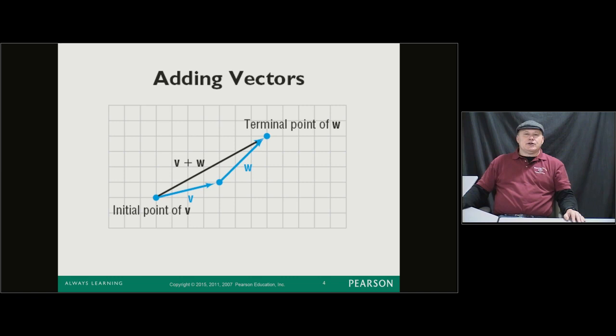So now, how do you add vectors? If you add vectors V and W, vector V is the one in blue, and vector W is the second blue one. When you add two vectors, this is what you call head to tail. You put the tail end of the second vector on the head of the first vector. The vector V plus W is what we call the result. If you add the vector V to the vector W, you get the vector V plus W, and that's denoted here in black.